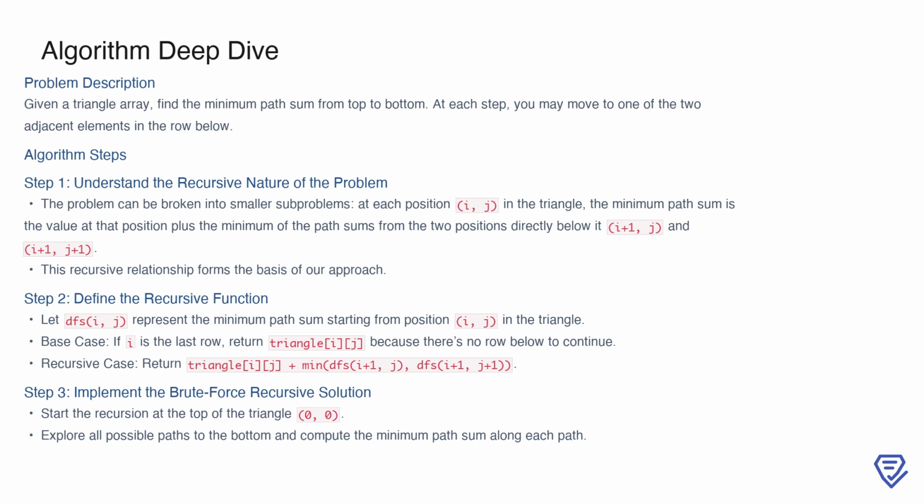paths below. Using this setup, a brute force recursive solution would start at the top of the triangle, 0, 0, and explore all possible paths to the bottom to compute the minimum path sum. However, this approach can be inefficient due to repeated calculations, which we address next.